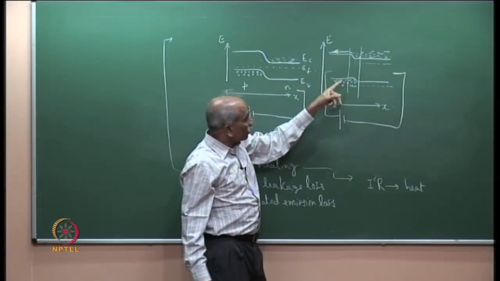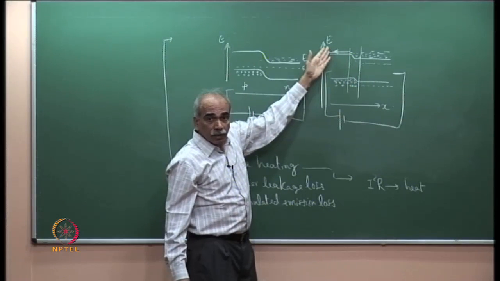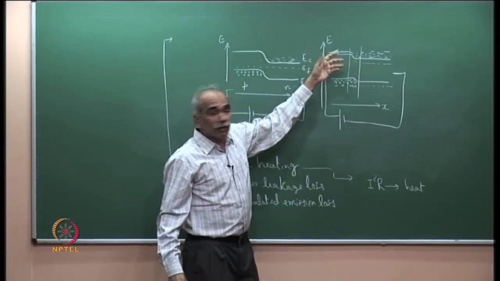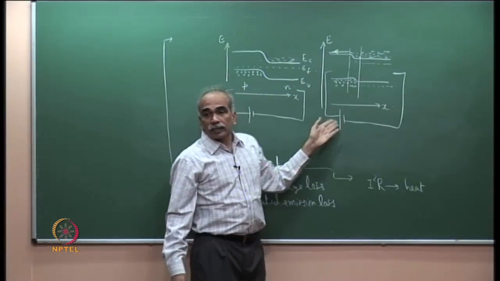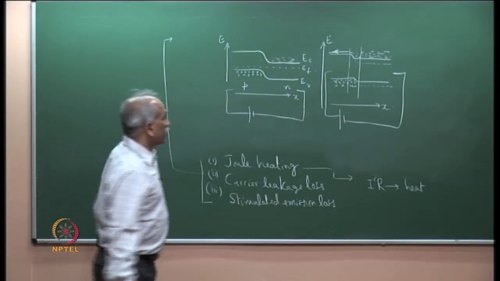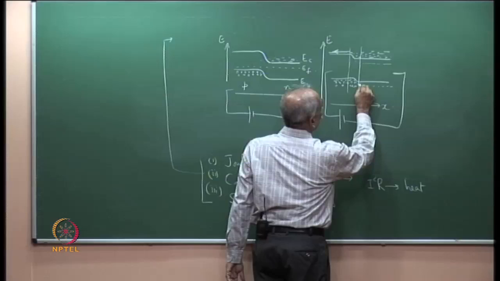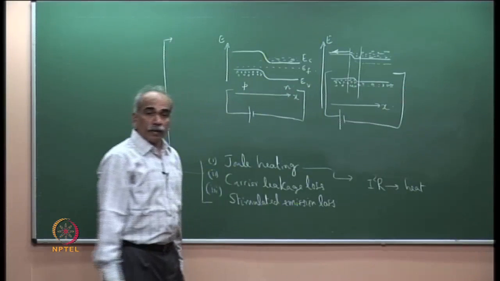They do not recombine with the holes because there are plenty of vacant states here and there is no potential barrier, and therefore the electrons simply rush to the other end because that is the positive end and get collected. Exactly the same thing happens here. The holes can simply go to the other end.